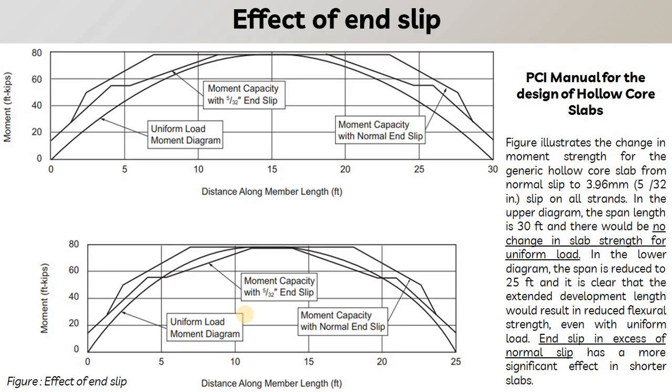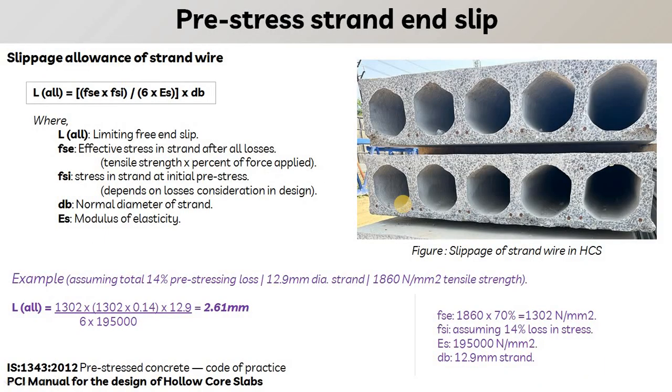So this is the effect of end slippage. When there is a slippage in the hollow core slab, it will ultimately affect the capacity of the slab. So that's why we consider some amount of loss in the calculation of the force that is required in the strand wire to carry the load above the slab. So it is always considered to have the loss in the design.